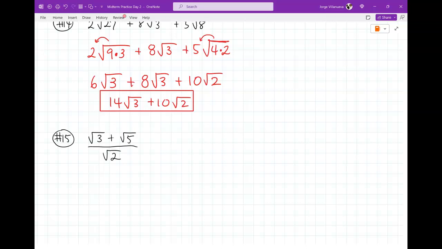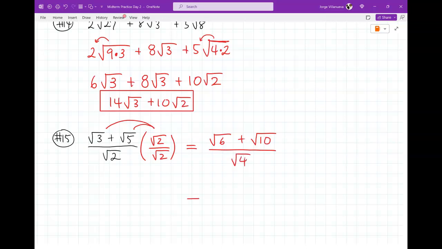So the way I get rid of it, the process is called rationalization, right? We're going to multiply top and bottom by the denominator. And if there was a 3 here, don't multiply it by 3 radical 2, just radical 2, okay? So radical 2, radical 2. All right, you're going to have to distribute this. So radical 3 times radical 2 is radical 6, plus radical 2 times radical 5 is radical 10, over radical 2 times radical 2 is radical 4.